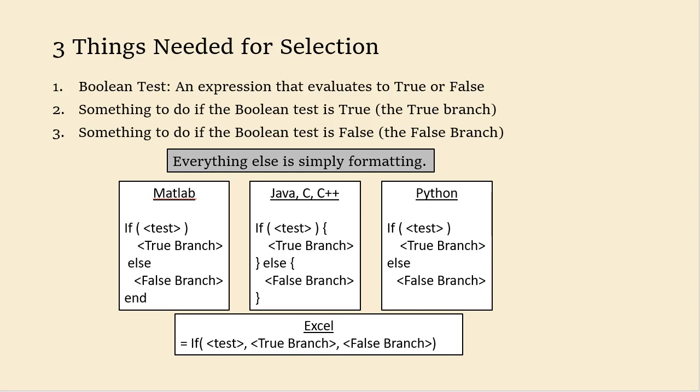How do they tell me what to do when it's true? How do they tell me what to do when it's false? Everything else is just formatting. It's just syntax. So in MATLAB, I believe it's if, Boolean test, and then a line feed, I believe, is what indicates the true branch. The keyword else tells you when the true branch is done and the false branch begins, and the keyword end tells you when the whole if-then-else structure stops.